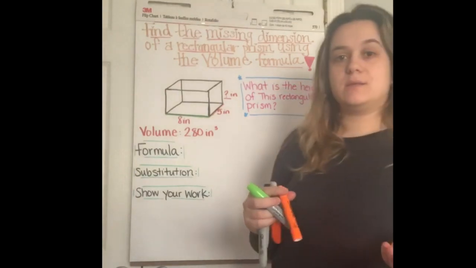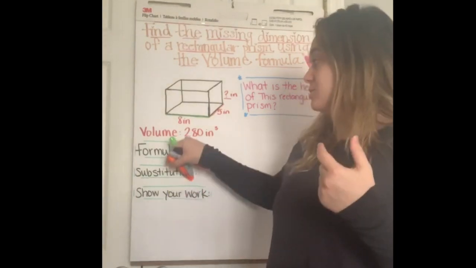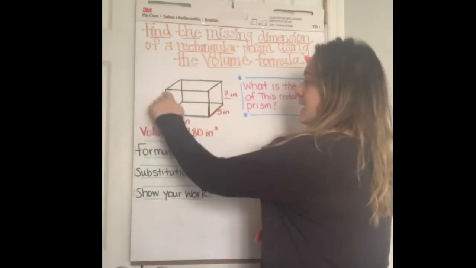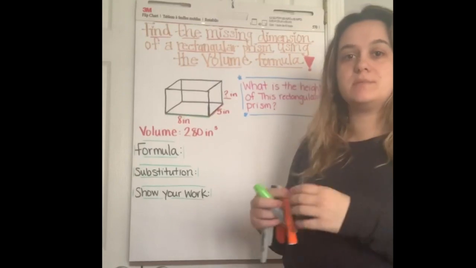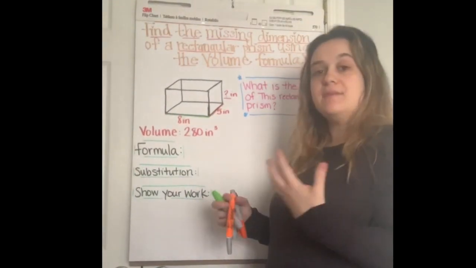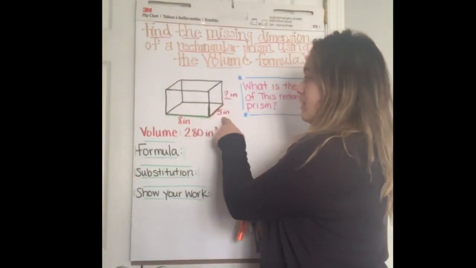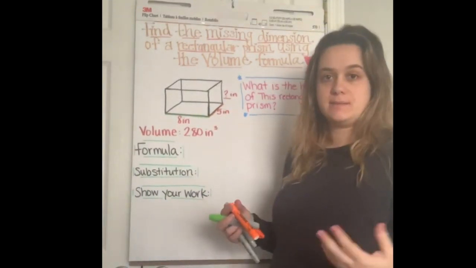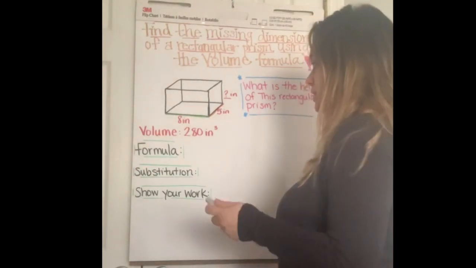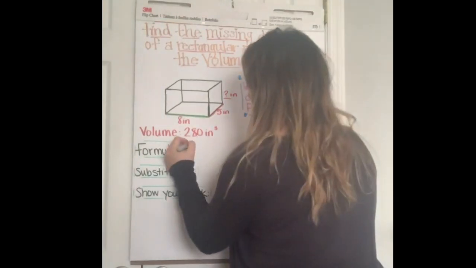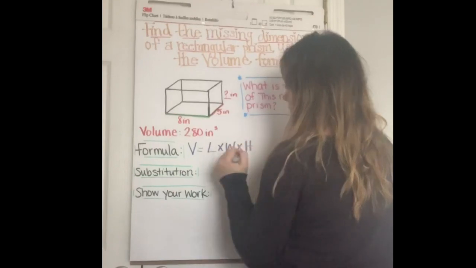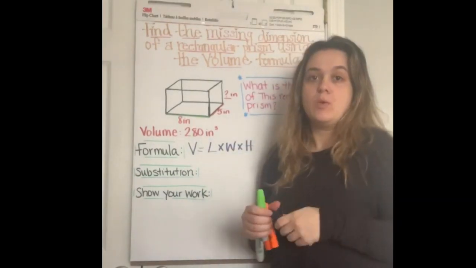So, in this case, we are given the length and the width. We're also given the volume. So the entire volume, the space that this rectangular prism takes up, is 280 inches cubed. And it gives us the length and the width, and we need to find what the height is. So we're going to use the formula that we've been using, which is volume equals length times width times height. Now we're going to substitute.